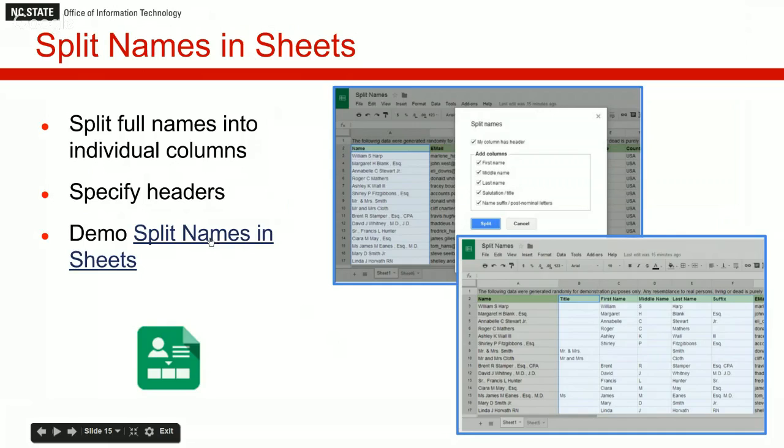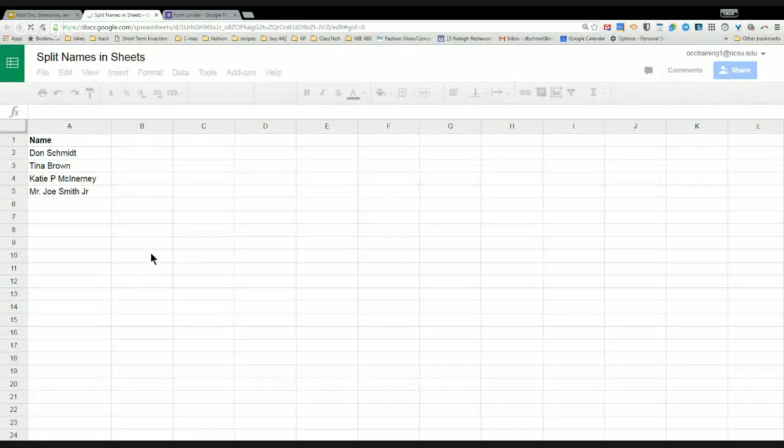Splitting the names, I know, is a popular feature and a popular tool within Excel. And so those of you who have been wondering how you can do that within Google Sheets, hopefully this will help answer that question for you. So let's take a look.